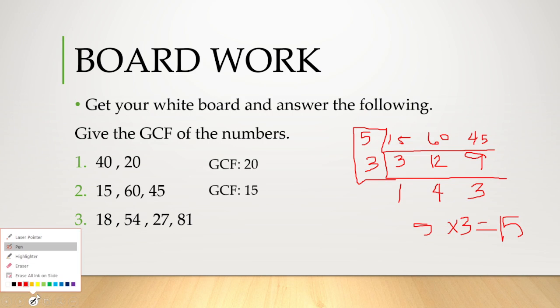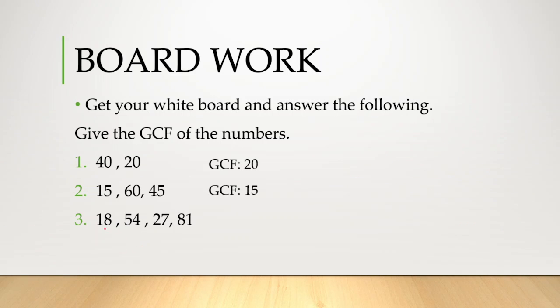Okay. How about a 4-digit number? How about the 4 numbers? So we have 18, 54, 27, and 81. Okay. So, kahit gano'ng karaming number yan, kayang-kaya natin yan. So, let's see. 8 plus 1. So, hindi lahat sila even, ano? So, 8, 4, 7, 2. 8, 4, 7, 1. So, try natin yung divisibility by 3. 8 plus 1, 9. 5 plus 4, 9. 2 plus 7, 9. 8 plus 1, 9. So, you could use 9.